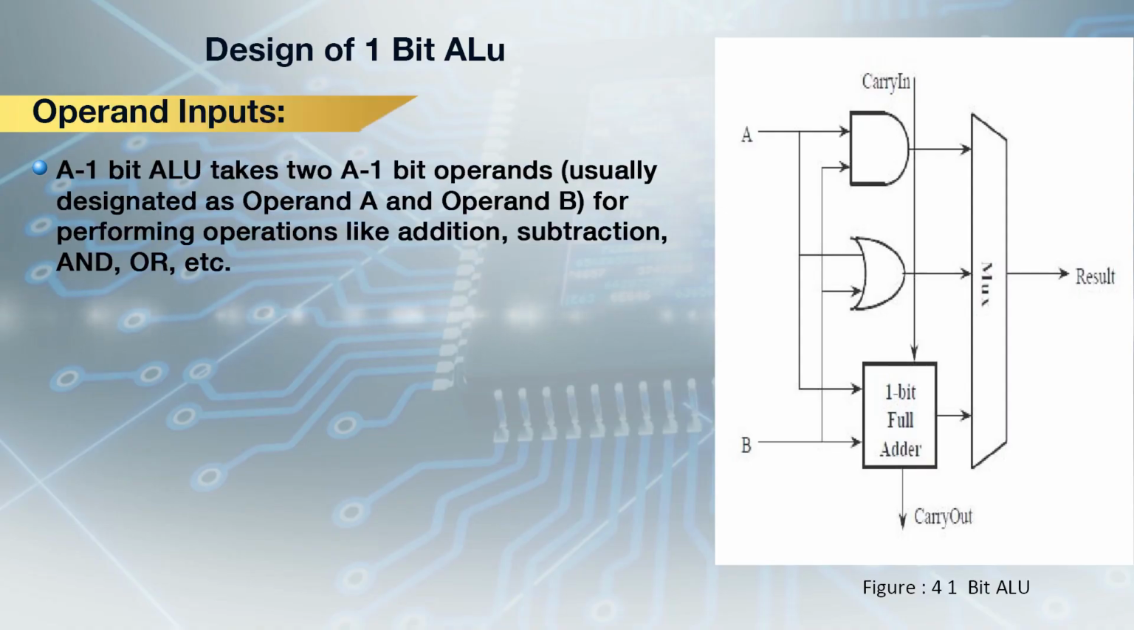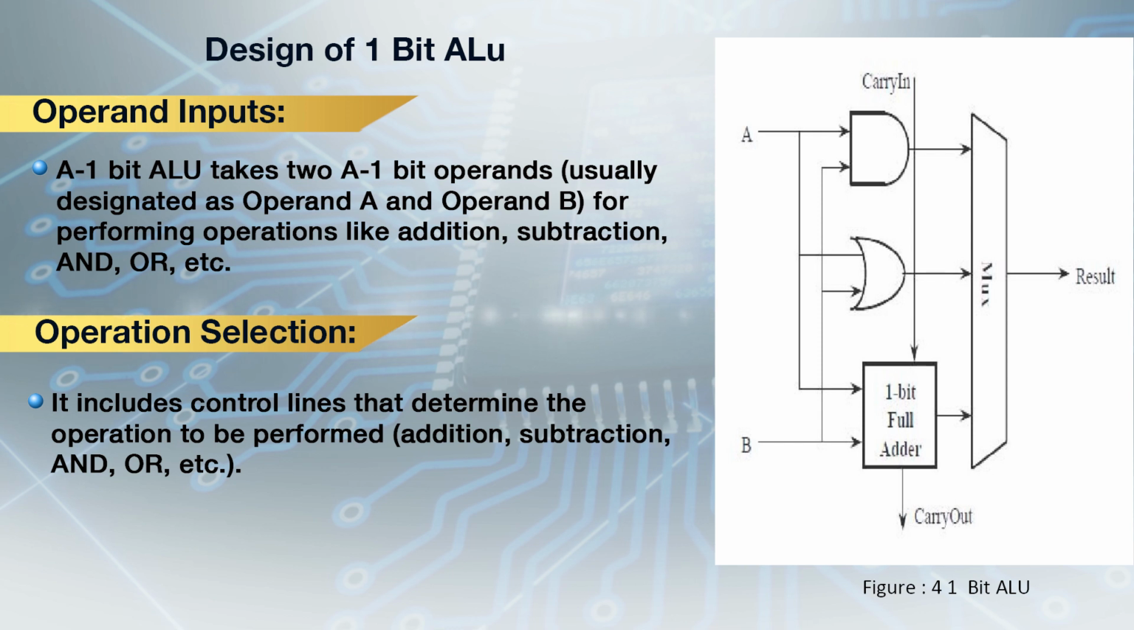Now the design of the 1-bit ALU. The design of a 1-bit ALU involves several key components. Operands, inputs, 1 bit. The ALU takes 1-bit operands, usually designated as operand A and operand B, for performing operations like addition, subtraction and OR.